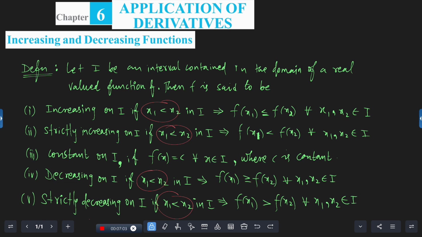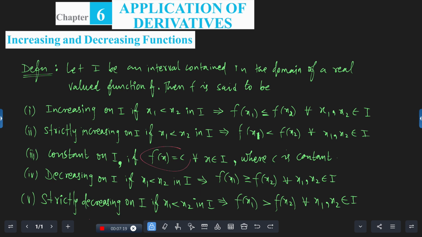And one more thing, strictly decreasing, in the sense that when we have a less than, you will be getting the opposite, greater than. No equal also. No equal, it will be strictly decreasing. Understand?